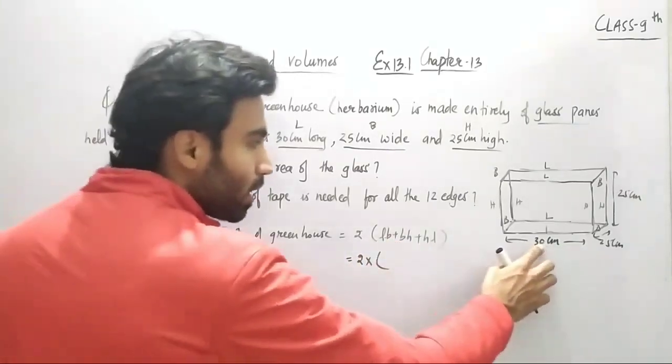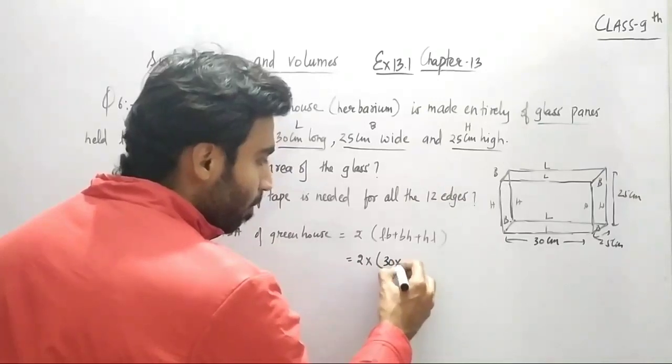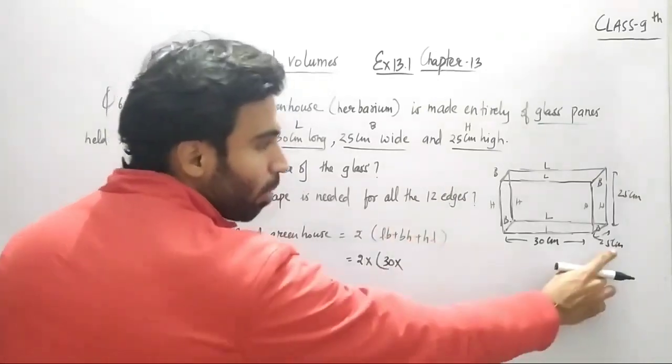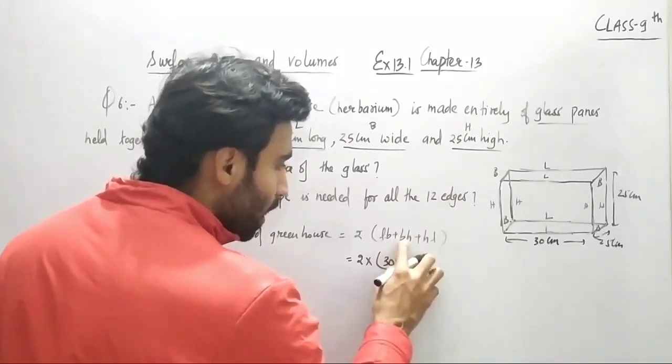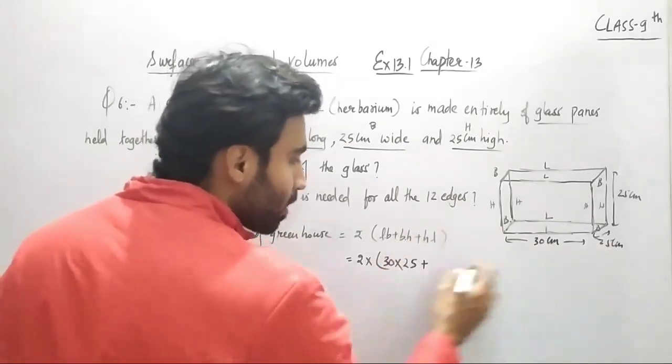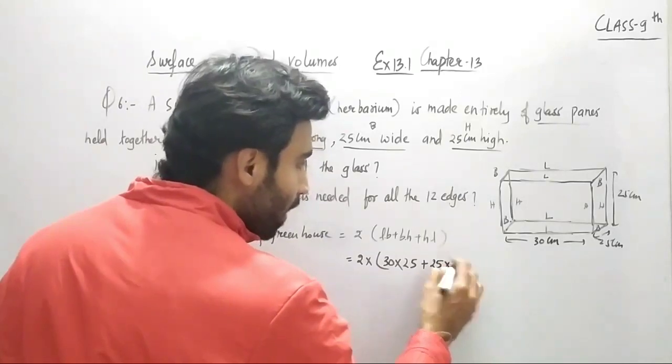So what is length here? You can see that is 30 centimeter, right? Now multiply by breadth. So यहाँ पे आपके पास breadth कितनी है? That is 25. Now put a plus sign. Again आप देख सकते हैं breadth कितनी है आपके पास? That is 25 into height.